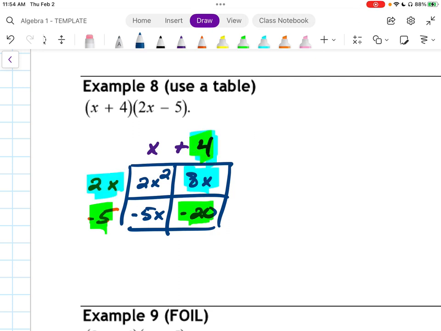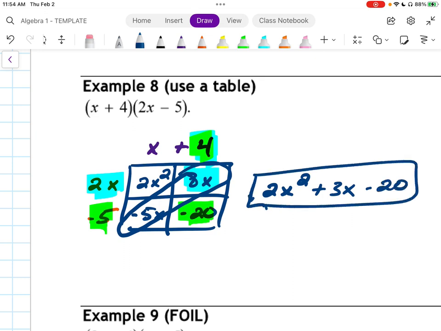Okay, now that we have our four pieces, we add them up. And we're wanting to put them in standard form still. So the highest exponent is 2, so we'll have 2x squared. That's the upper left piece. And then the two middle pieces, these two on the diagonal, we can sum those to get, what is that, negative 5 plus 8, so plus 3x. And then lastly, we have the negative 20. All right, there we be.